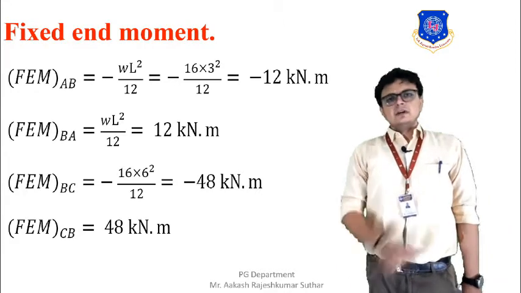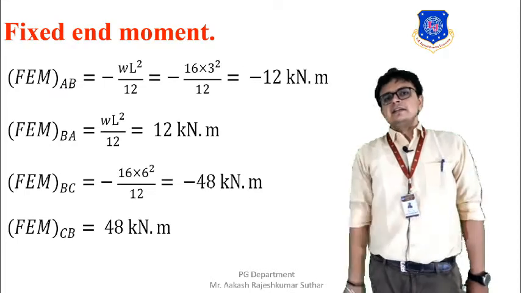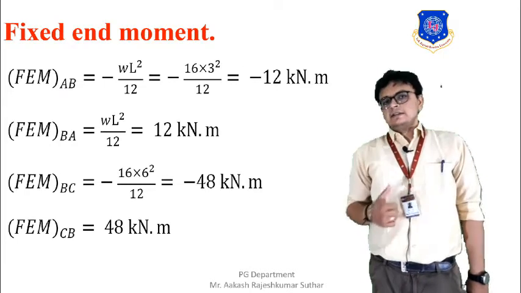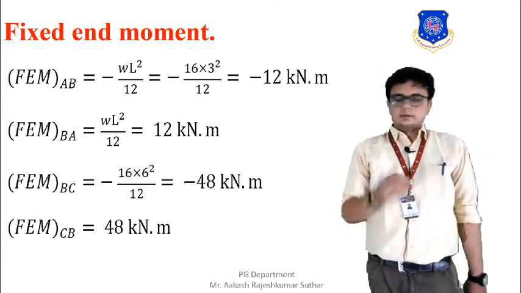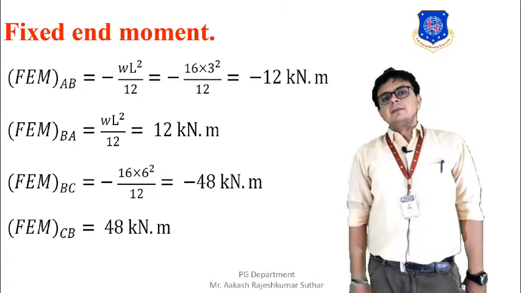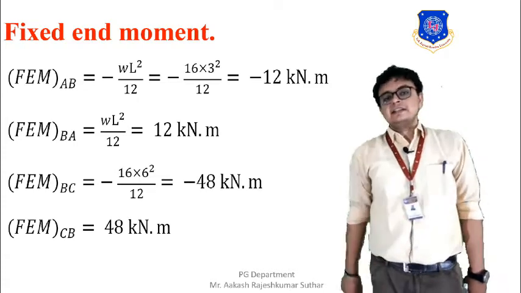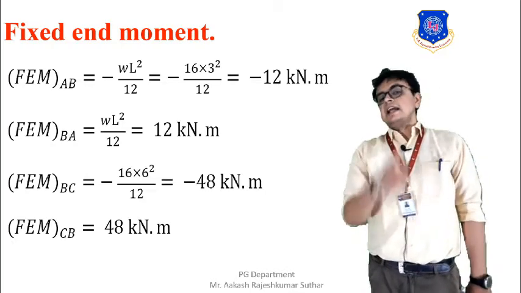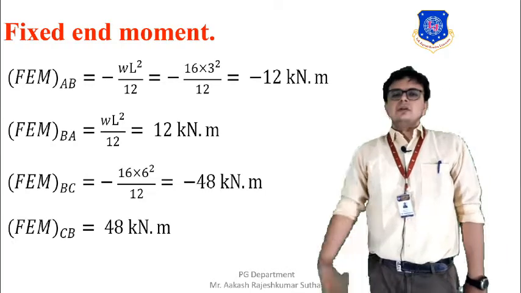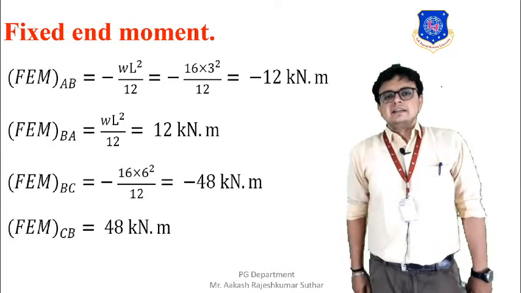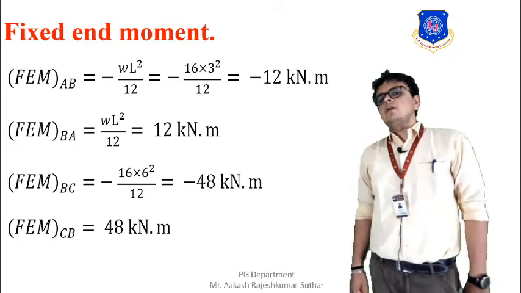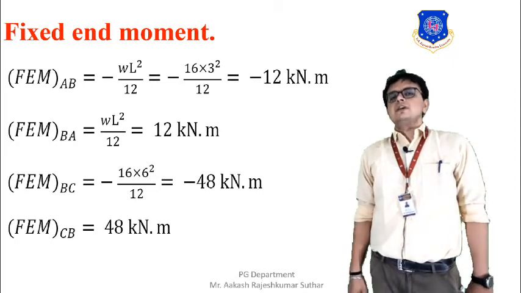Similarly for BA also, the difference will be of sign, it will have a positive sign. The value of W will be the same as we used in AB, and the value of the length will also be the same. So here we are getting the fixed end moment of 12 kilonewton meter.